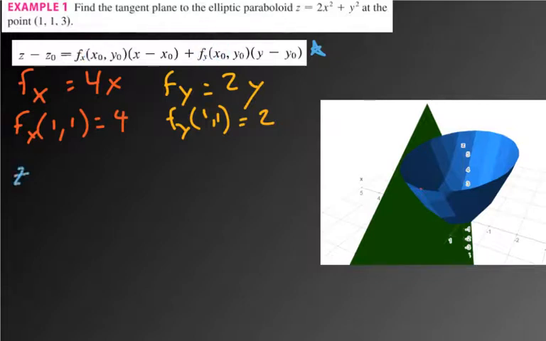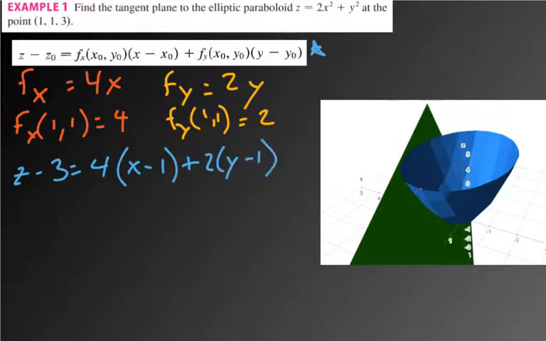So now I can do it. So z minus 1 equals 4 times x minus, this is not a 1. This is a 3. It's this z value. And then x minus 1 plus 2 times y minus 1.